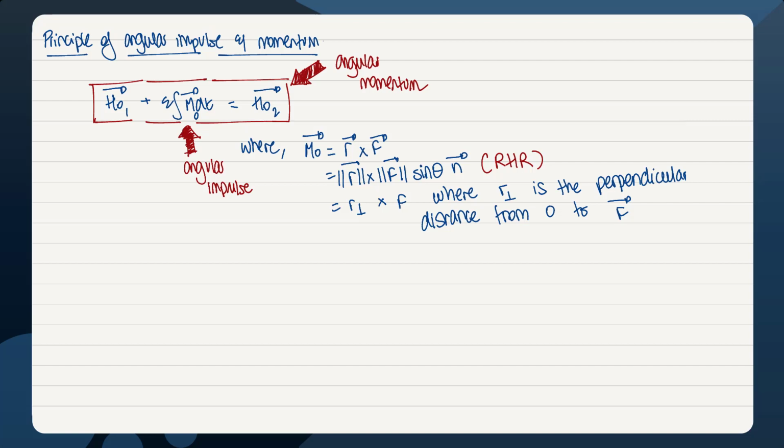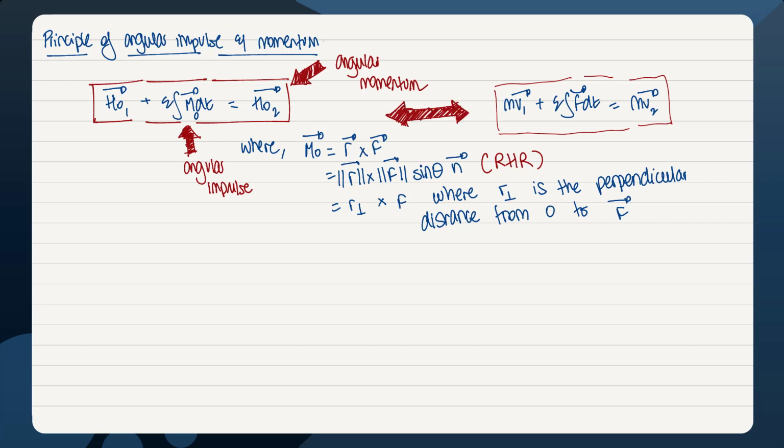And now if you just look at this expression, I'll just add here on the right the expression of linear impulse and momentum, and you can see the striking similarity. So where we have linear momentum as a term, now we have angular momentum, and where we had sum of forces, we now have sum of moments. So we can see that those two expressions are very, very similar.